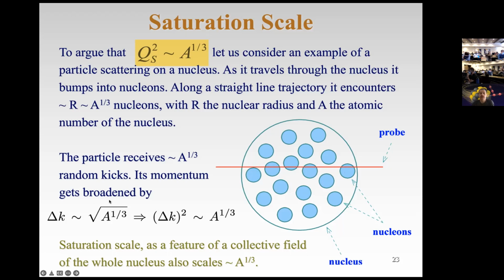If it's a random walk, we get the overall transverse momentum broadening scaling as the square root of the number of kicks. The number of kicks is proportional to the number of nucleons at a given impact parameter, which is A to the 1/3. So delta k scales as the square root of A to the 1/3. So the accumulated transverse momentum squared after many kicks scales as A to the 1/3, and that is the same thing as the saturation scale. So the saturation scale is also very intimately related to this transverse momentum broadening and scales in the same way.